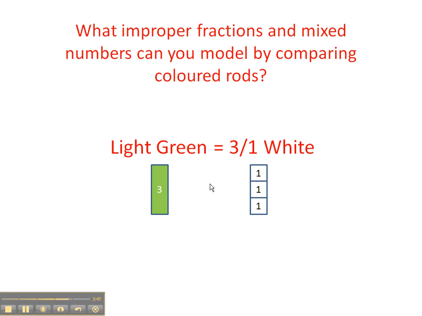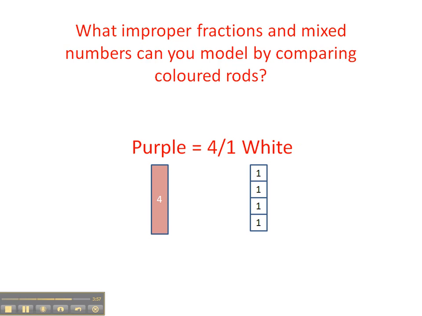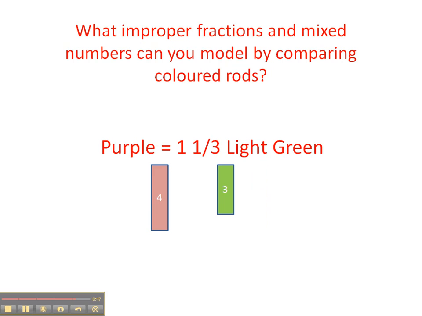Light green is 3, so it's 3 over 1 white. So if 1 is the whole, then there's 3 of them divided into groups, then that's equal to 1 light green. Light green equals 3 white. Purple equals 4 over 1 white. So here's 4 units, and the fraction that we would use, the improper fraction for this, means that we have 4 of these, but a whole we consider 1. So it's like we have 4 containers, and we filled it up 4 times.